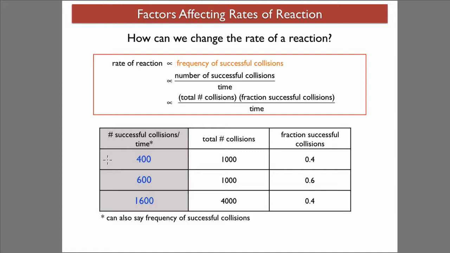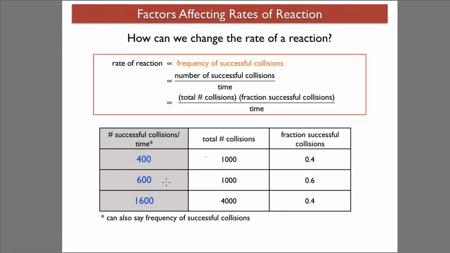So, how can we change the rate of reaction? Well, the rate of reaction is proportional to the frequency of successful collisions. So that's the number of successful collisions in a given time. Another way of thinking about that would be that it's the total number of collisions multiplied by the fraction of successful collisions divided by time.